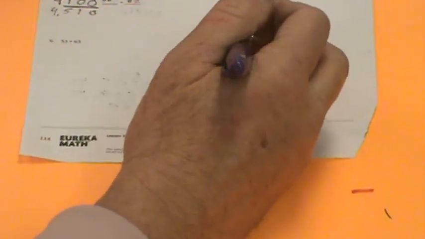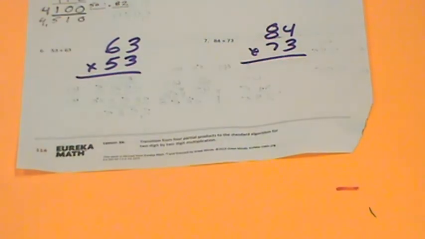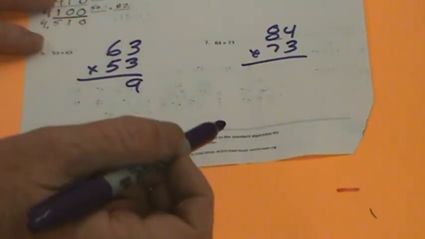All right? So we're going to do the same thing over here with these two problems. Just setting out and doing the standard algorithm, okay? 63, I like to put the larger number on top, times 53. And 84 times 73. Just the way my brain works, in fact, like most people. So it's 3 times 3. 3 ones times 3 ones is 9. 60 times 3. 6 times 3 is 18, be 180. Our 18 tens. There's our 18 tens. We're done with that 3.